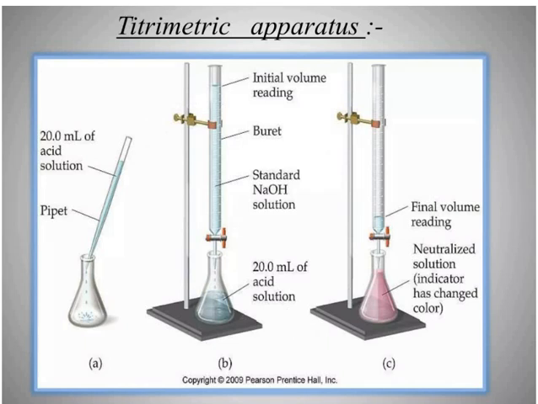Now, look at the apparatus which we are using during the titration. In the apparatus, you can see 20 ml of acid solution in the pipette.